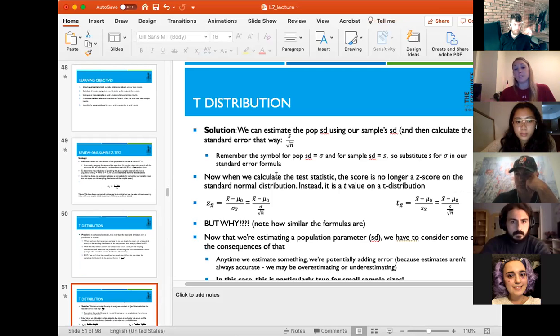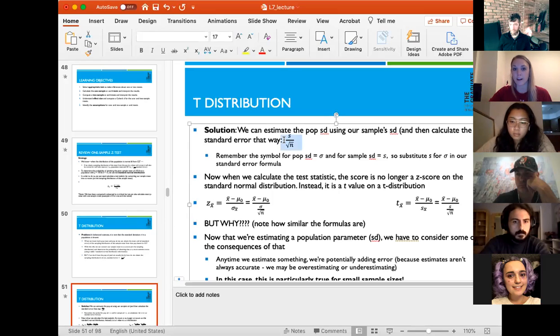So what we do instead is what we love to do in statistics, is estimate something. We love to estimate everything, right? So we're estimating the population with the sample all the time. We'll just do that again. So we can estimate the population standard deviation using our sample standard deviation, and then just calculate standard error that way. So now notice our new standard error formula.